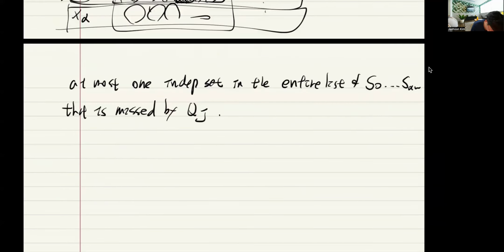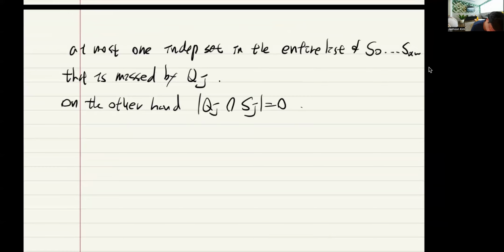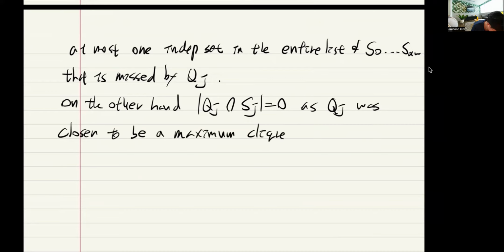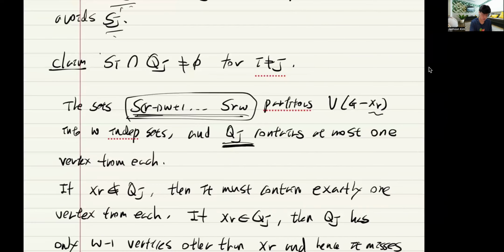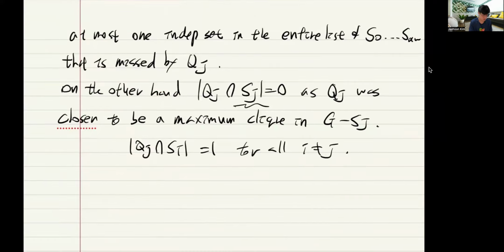by Qj. On the other hand, what do we know? We know that the Qj intersection with Sj is the empty set, as Qj was chosen to be a maximum clique in G minus Sj. So we identify where it misses. Everything else, Qj intersection with Si is 1 for all i which is not j. So this holds.